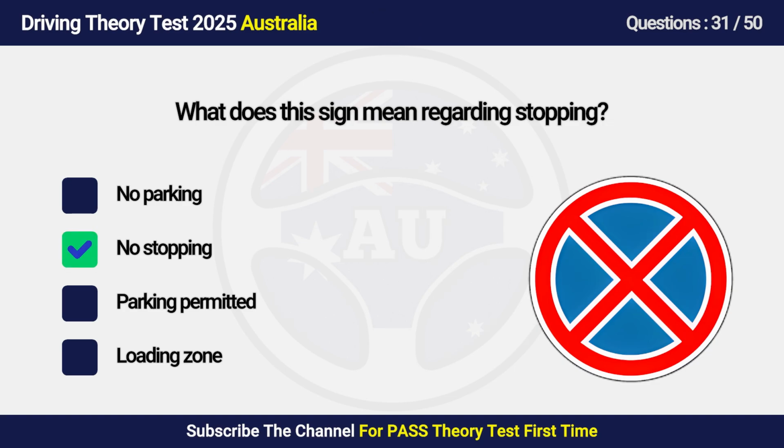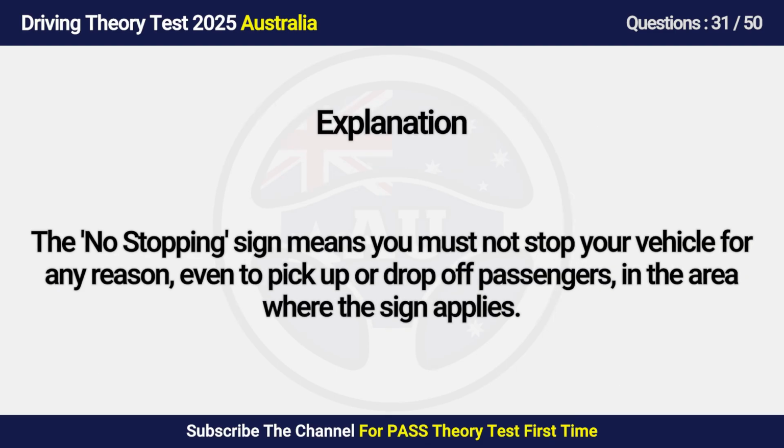Answers is B. No stopping. The no stopping sign means you must not stop your vehicle for any reason, even to pick up or drop off passengers, in the area where the sign applies.